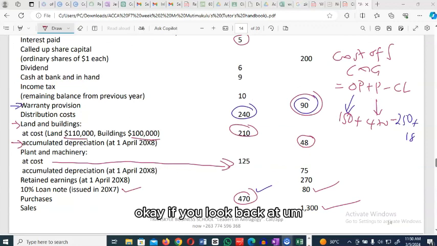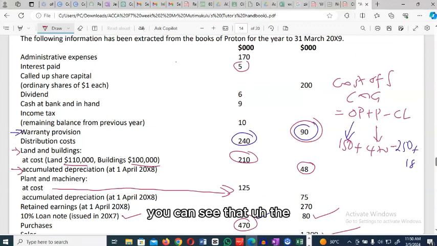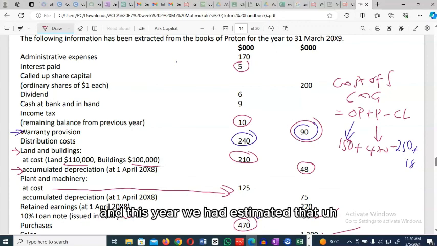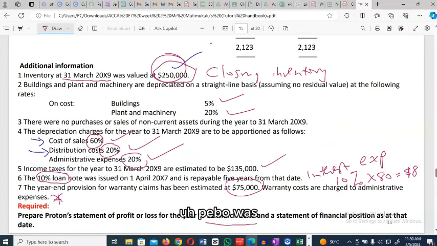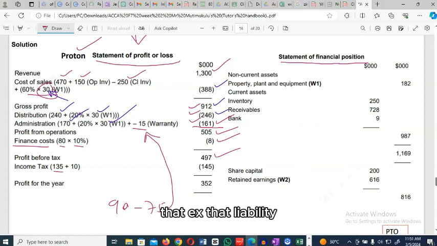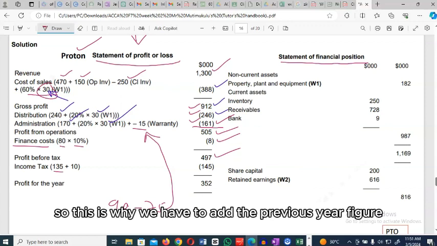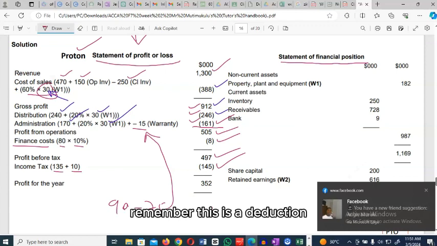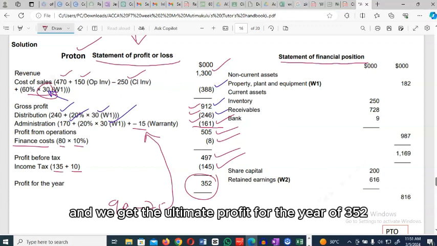Okay, if you look back at the figures in the question, you can see that in the previous year we had an outstanding balance of 10. Okay, this was an income tax expense last year which we didn't pay. All right, and this year we had estimated that the income tax payable was supposed to be 135,000. This was for this year, so we need to add the previous year amount of 10. All right, because ZIMRA, the revenue authorities, are going to require their money. If we did not pay everything, that liability has to be paid one day. So this is why we have to add the previous year figure, and we get 145,000 there. Remember, this is a deduction, and we get the ultimate profit for the year of 352.